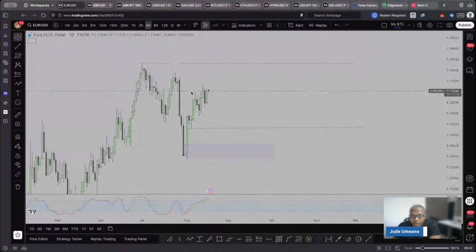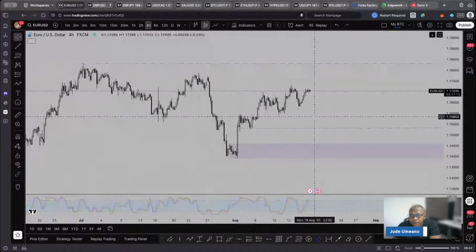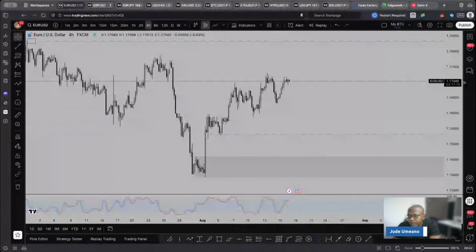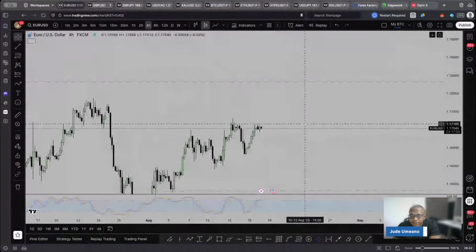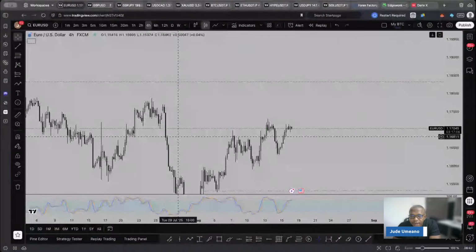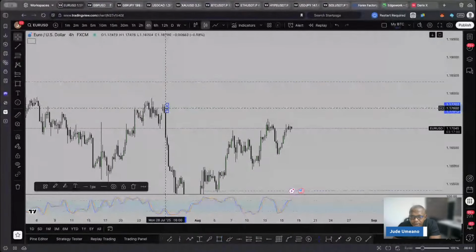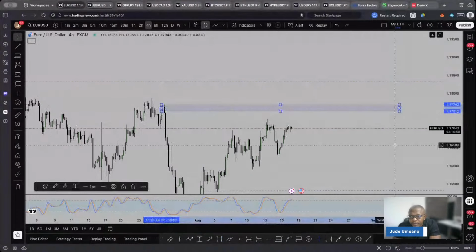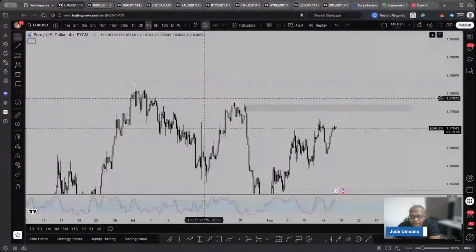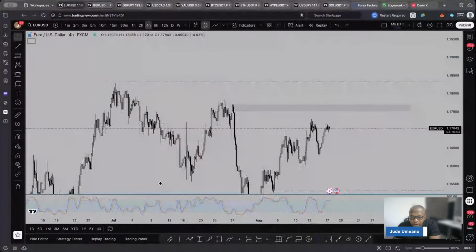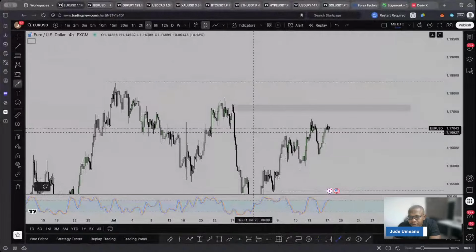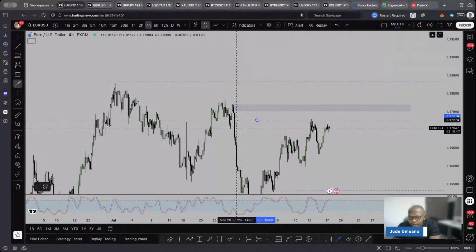Let's go to the 4 hours now, still on the Euro USD. I can now refine my points. If I go above here, I have a demand zone here. So in the 4 hours, this here is a supply zone rather. It's a supply zone because of the inefficiency we have here. The inefficiency is the fair value gap that we're having right here.